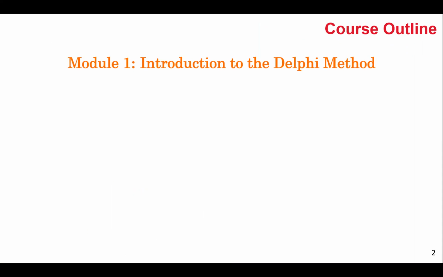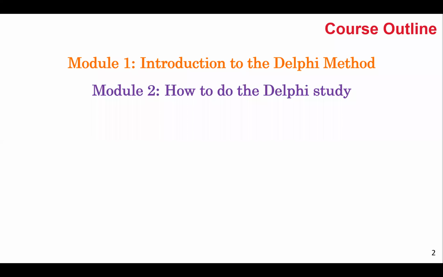As mentioned in the course outline, this lecture series is organized into 7 modules. Module 1, Introduction to the Delphi Method. Here we will be discussing the history of the Delphi method and learning its characteristics, differences from other methods, and areas to consider while designing the study. Module 2, How to do the Delphi study. Here we will be discussing the design and process of typical Delphi studies, problem definition, and expert panel formulation.